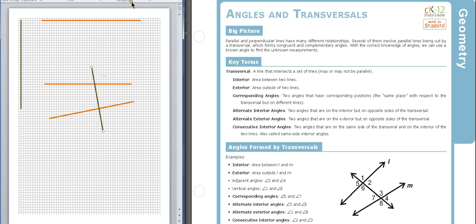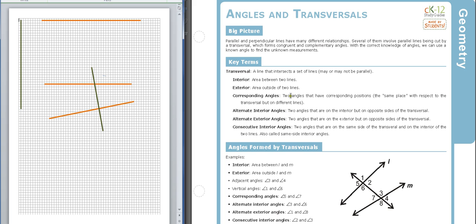So let's talk about some of the terms. The term interior is going to be thought of as in between the two lines. So I'm going to come over here and highlight the area between the two lines. That is the interior. The exterior is the area on the outside of the orange lines. When we're talking about angles, we're talking about either interior angles or exterior angles. Now the next thing we're going to talk about is the different types of angles: corresponding angles, alternate interior angles, alternate exterior angles, and consecutive interior angles.